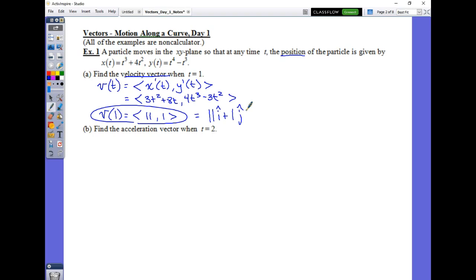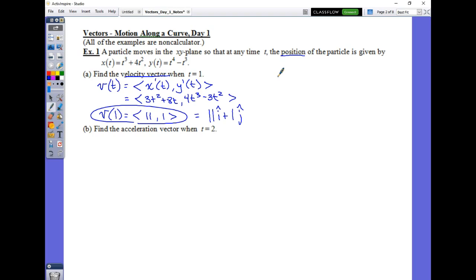You don't need to know those. Just know that I could theoretically write this, and what this is telling me is in the I direction, which is along the X, we would go 11, and in the J direction, we would go 1. So you don't have to know that too much. It's there, it exists. I'll show you one more time, I suppose, in the next question, and then that will be it.